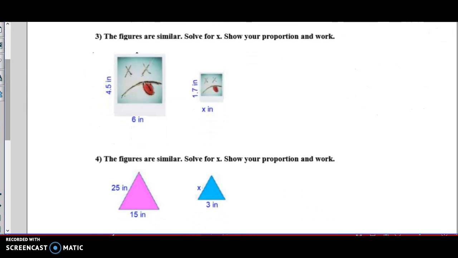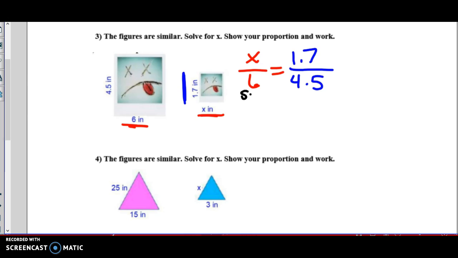In example 3, it tells me that the figures are similar, and so I need to solve for x by using a proportion. So let's start with here. I have x, and I need to see which side corresponds with x. Luckily, both of these pictures are facing the same direction, so I can easily tell that 6 is the corresponding length with x. Then, go back to my first picture. I have 1.7 over 4.5.